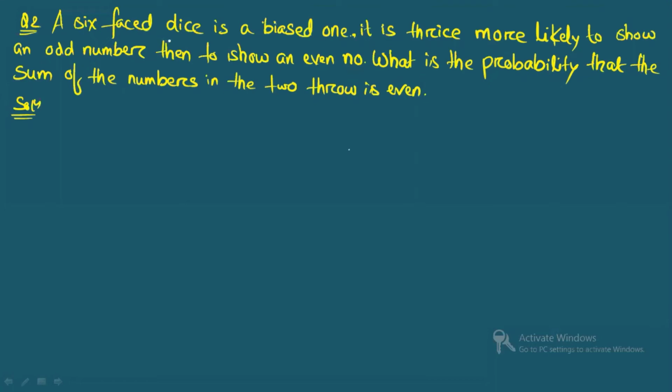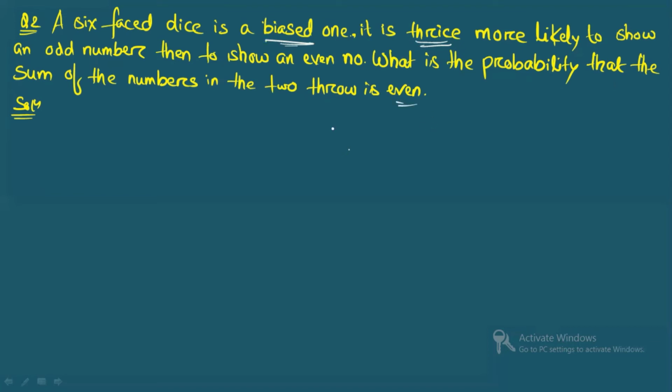So it is saying that you have a biased dice. Biased dice means the chances of the outcomes are not equally likely. Clear? Here it is said that to get an odd number, you have thrice more chances compared to getting an even number. The number of times you will get an even number is less than the odd one. To get an odd one, you have thrice more chances. What is the probability that the sum of the numbers in the two throws is even? So you have to find the probability that in two throws the sum of the numbers you get is even.